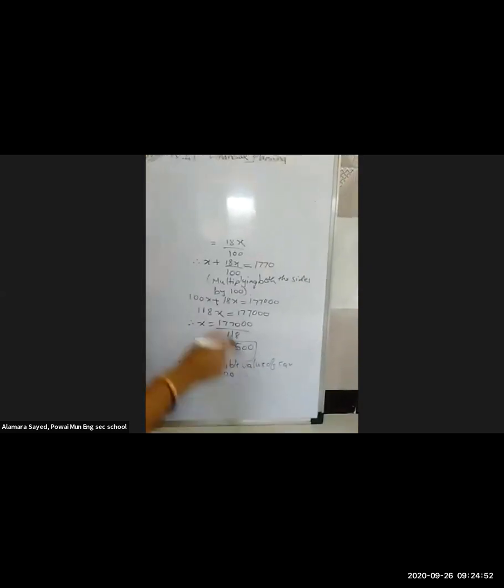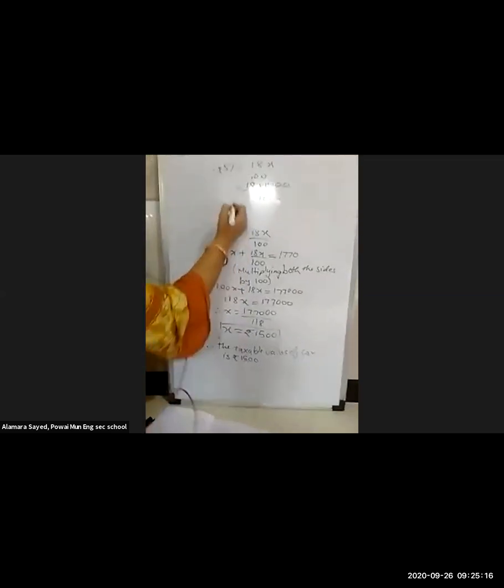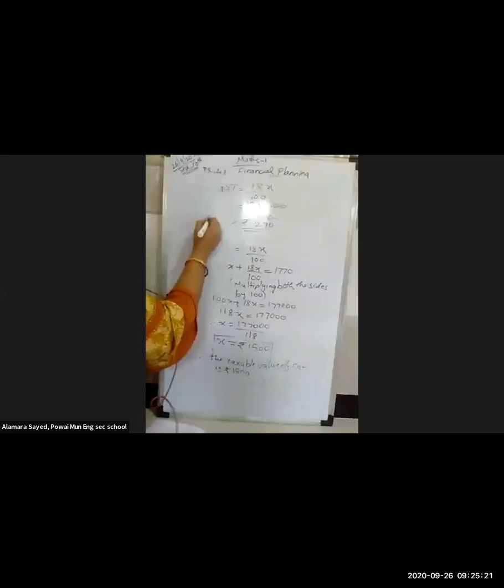As we have written first, GST is equal to 18X upon 100. So instead of X, we put the value of X there. That is 18 into 1500 upon 100. In this way, the zeros will be cancelled. The remaining is 18 into 15, and the answer will be rupees 270. So we have found the value of GST, that is rupees 270. First we found the taxable value, X equal to 1500, and then we found GST.